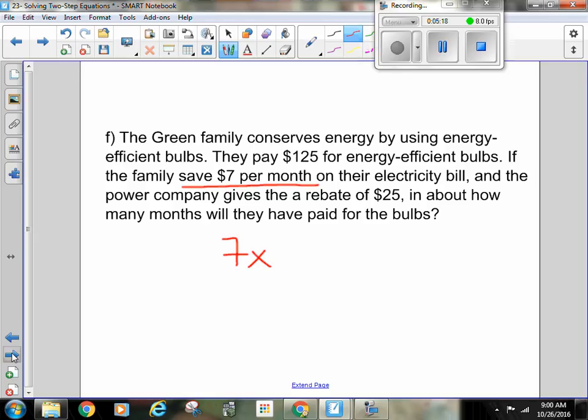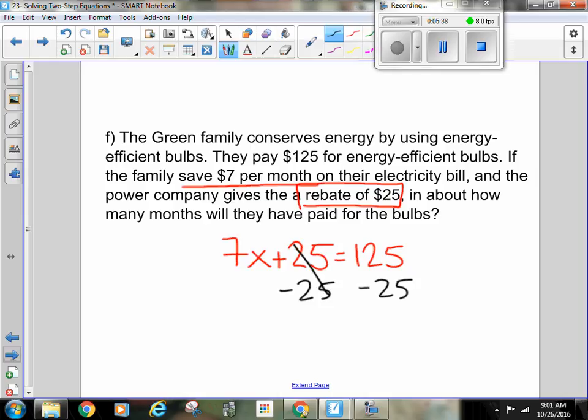Okay, and we don't know how many months we're going to solve for that. Okay, they have a rebate. That's a one-time thing. So I'm going to add 25. And we want to know after how many months is it going to equal the 125 that we paid for those bulbs. Okay, so we're going to subtract the 25 from each side. And we have 7x equals 100. And you're going to divide both sides by 7. And I'm going to leave that for you to find how many months does that take.